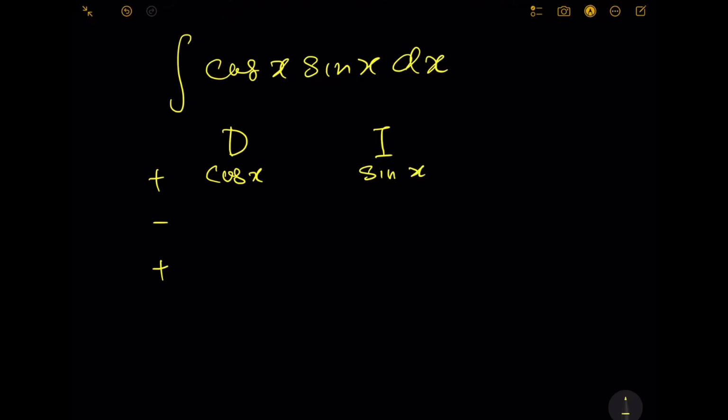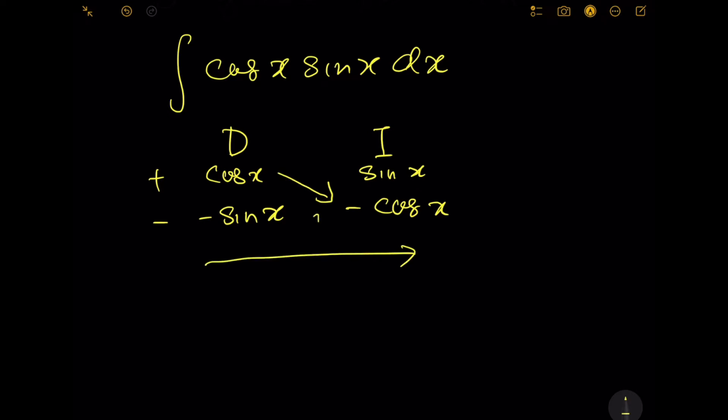Now, the derivative of cos X is negative sin X, while the integral of sin X is negative cos X. Now we can stop. As you can see, in this row, you have a negative sin X multiplied by negative cos X, which is still the same pattern as cos X multiplied by sin X of the question itself. So we stop here. So we don't need the plus here. Okay. And the answer can be found by multiplying here, and then here multiplying with the integral.